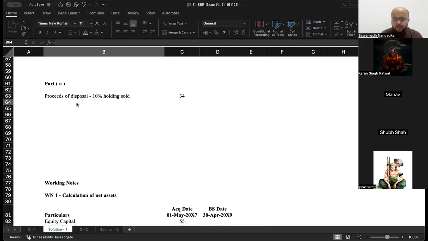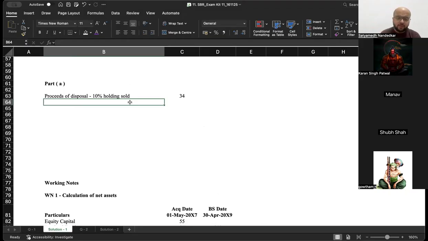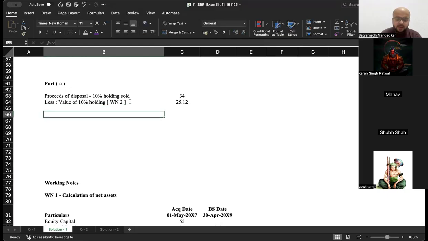Now, you have sold a 10% stake. The value of that 10% stake is 25.12. You sold it for 34. Proceeds of disposal, 10% holding sold, less value of 10% holding, 25.12. You got this from working note 2. Okay. So, the gain which is shown in other components of equity.